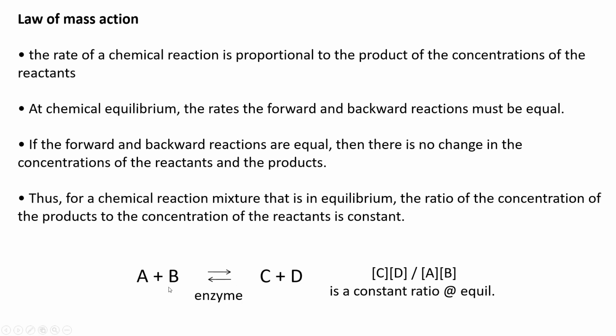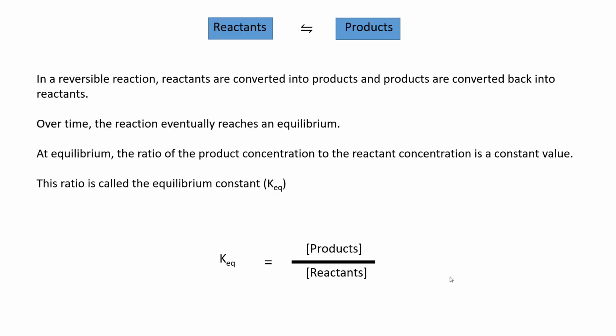So, for example, here we have an equation in which we have reactants A and B and products C and D. So, at equilibrium, the concentrations, which are shown here with the square brackets, of C multiplied by the concentration of D divided by the concentration of A multiplied by the concentration of B is equal to a constant at equilibrium.